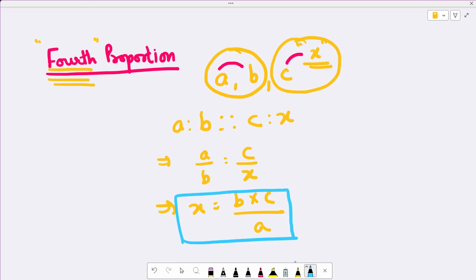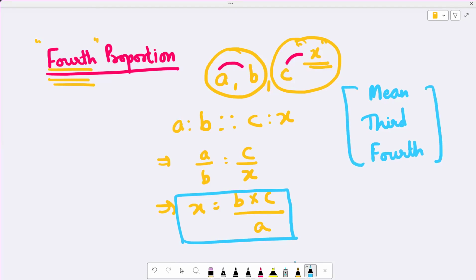So there are three such types now: mean, then we have third, and then we have fourth. These are the three types of proportion that we can find out. So these are the three formulas.